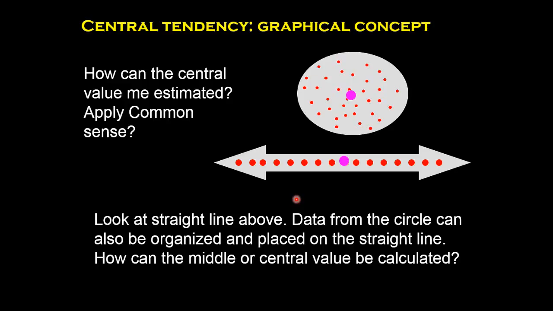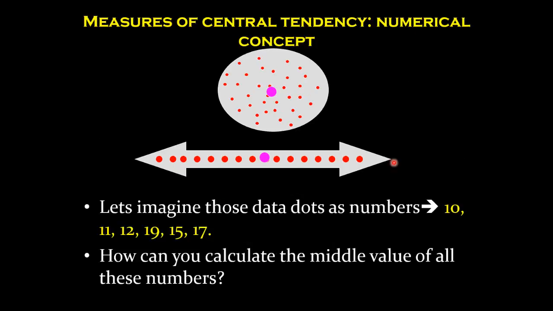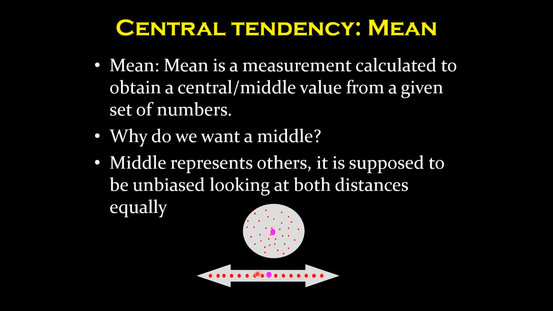So look at it now. Let's read the slide. How can the central value be estimated? Apply common sense. Look at the straight line above. Data from the circle can also be organized and placed on the straight line. How can the middle or central value be calculated? We already know the answer actually. And here's an example. Let's imagine those data dots as numbers: 10, 12, 11, 19, 15, 17. How can you calculate the middle value of all these numbers?